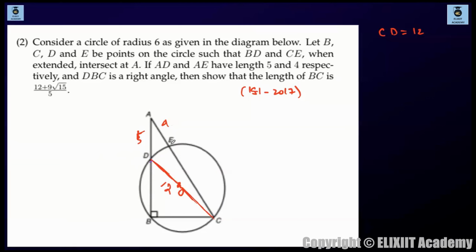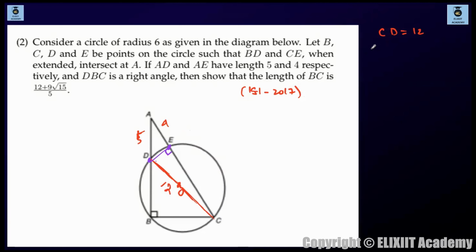If you join DE, so this DBCE is a cyclic quadrilateral. Yes or no? BCDE, the 4 points are concyclic. So I can say that they form a cyclic quadrilateral, right? And here we have 90 degrees. So if this is 90, the remaining part is also 90 degrees.